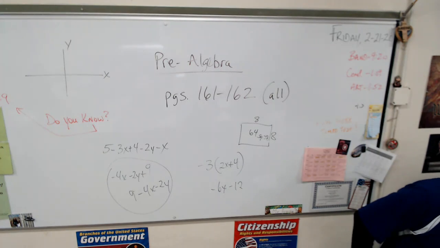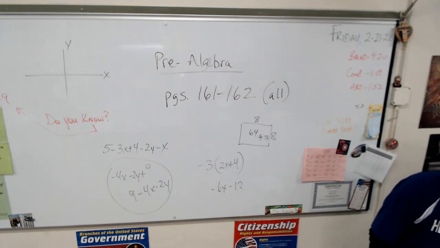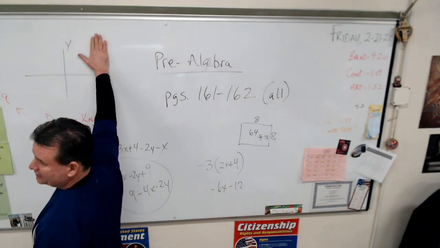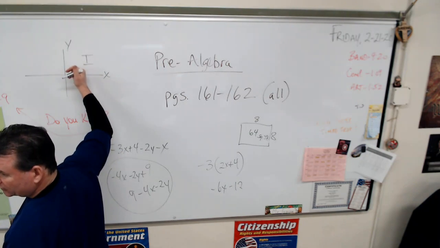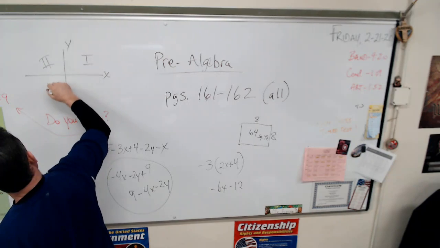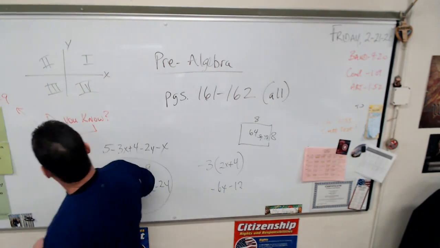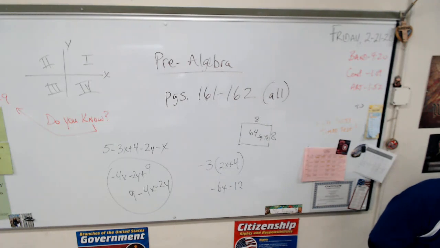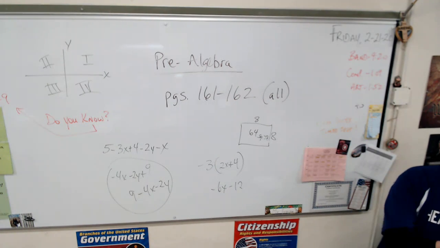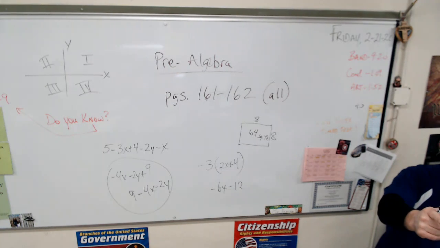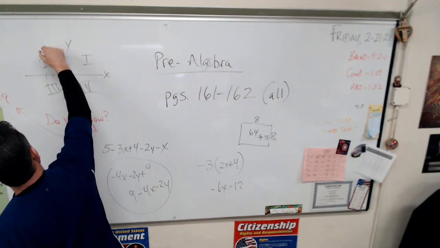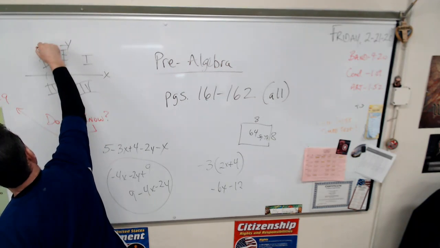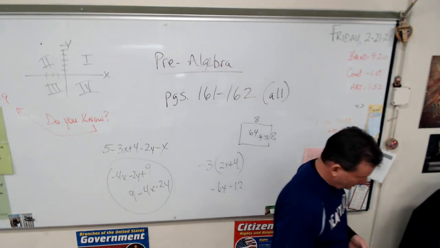Now, next, number 20. The point negative 3, 6 is in which quadrant? Remember, when they're both positive, that's the first quadrant. And then you go counterclockwise: 2, 3, 4. So which quadrant is negative 3, 6? The answer is quadrant 2, G. Negative 3, 1, 2, 3, 6. 1, 2, 3, 4, 5, 6. That'll be up there somewhere in quadrant 2.